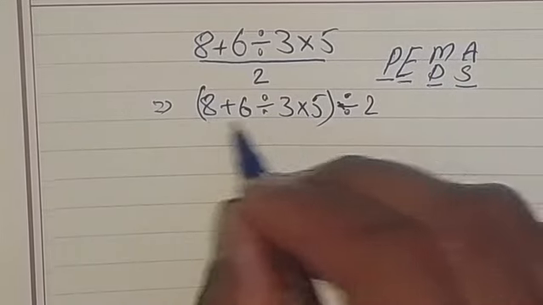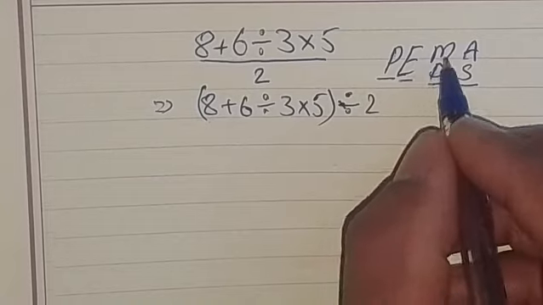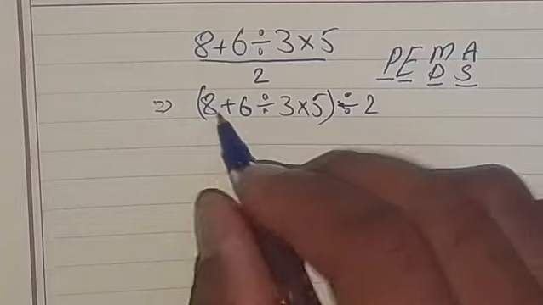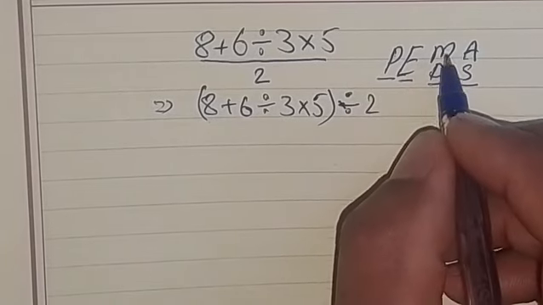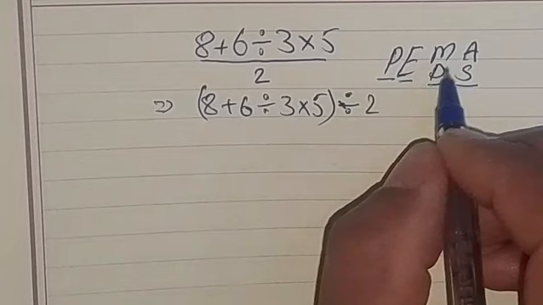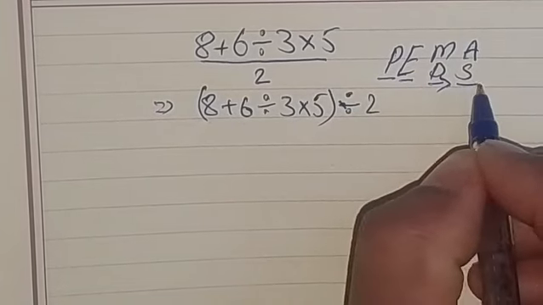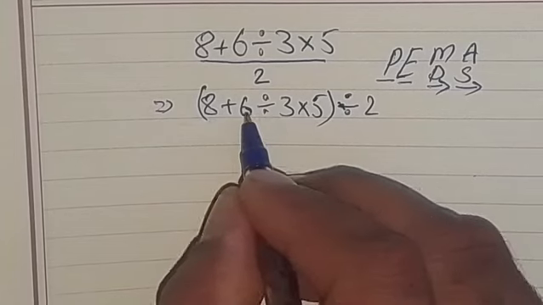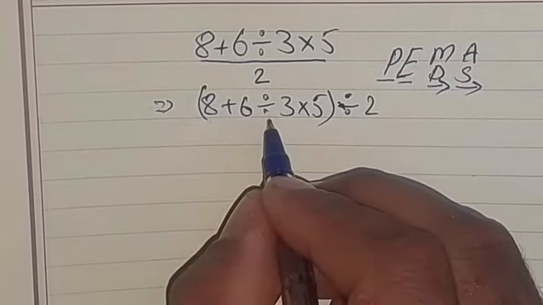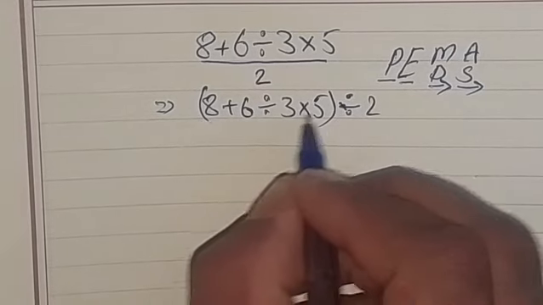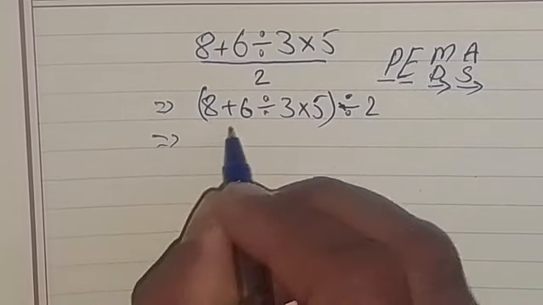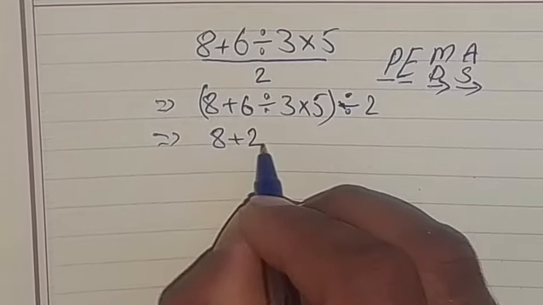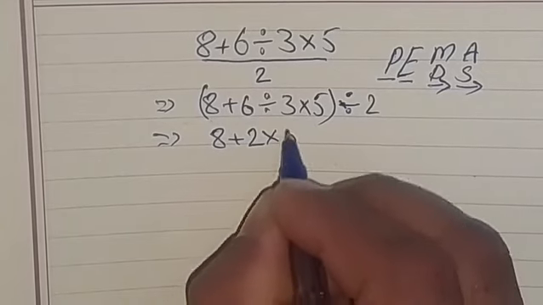first we solve parentheses, then exponent. There is no exponent, so then we solve multiplication or division. Multiplication or division we solve from left to right, and addition or subtraction we solve from left to right. Now on the left side we have division, so first we solve division, then we solve multiplication. So 8 plus 6 divided by 3 gives us 2, and multiply by 5.